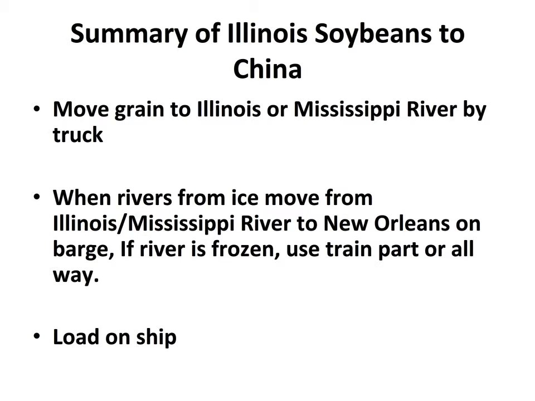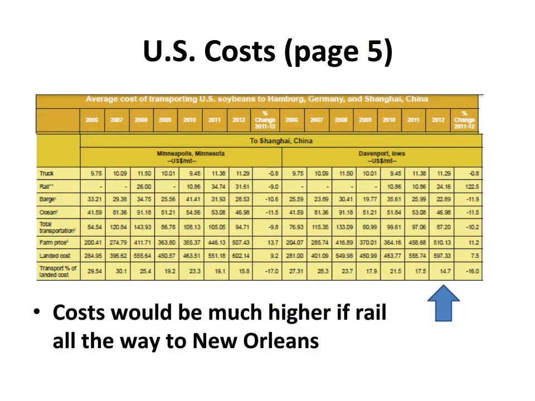Here is a look at those costs then of moving grain. I have a red arrow above the 2012 column for Davenport, Iowa. This publication gives it for a number of places: Minneapolis, Davenport. These are U.S. costs, and again, that comes from the publication that I pointed to earlier, page 5 on that.